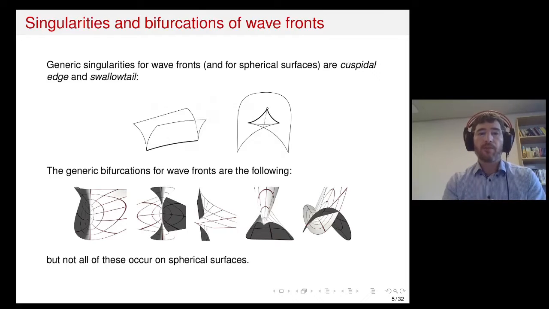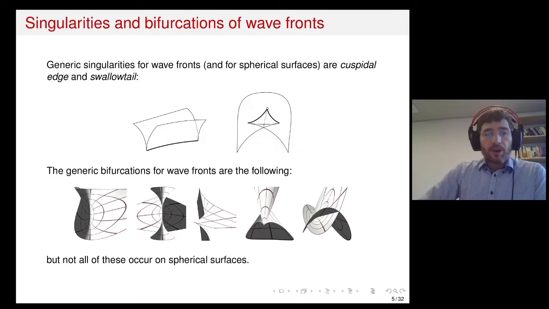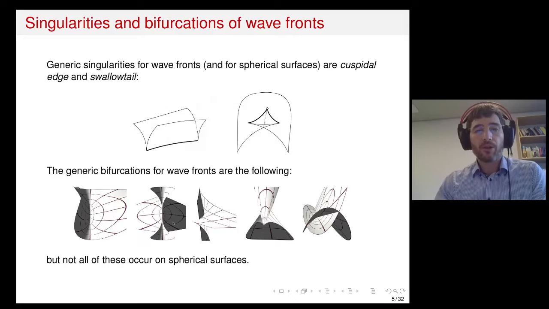In some recent work that I've been doing with Pedit, we have been looking at the singularities of these surfaces. The issue here is spherical surfaces are what's called fronts, or wavefronts, and the singularities and bifurcations of wavefronts are known. Generic singularities are cuspidal edges and swallowtails, and the generic bifurcations, or codimension 1 singularities, are these 5 singularities here. So even though spherical surfaces are wavefronts, we can show that not all of these singularities occur for spherical surfaces. So that's why there's an issue about classifying these singularities.